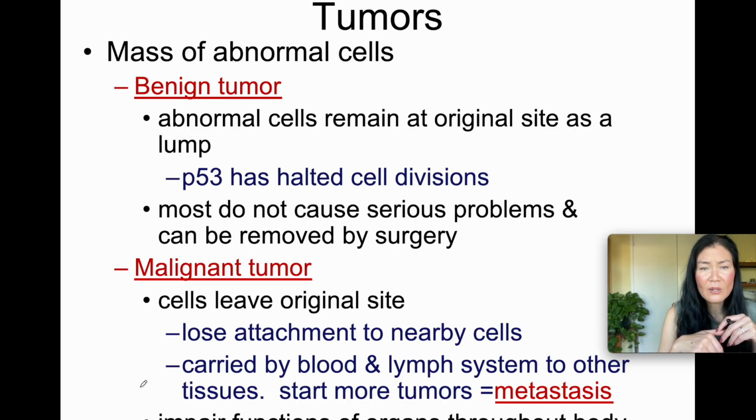There are two types of abnormal masses of cells. There's a benign tumor. These cells usually just stay within the original site of development. They're not going to move anywhere, but the tumor is just going to get bigger and bigger, and you can remove it easily by surgery. But there are malignant tumors that will leave the original site and can spread. When they spread and form tumors in other parts of the body, we call that metastasis. Metastasis can cause a lot of bodily harm and damage as it impairs the functions of organs throughout the body.